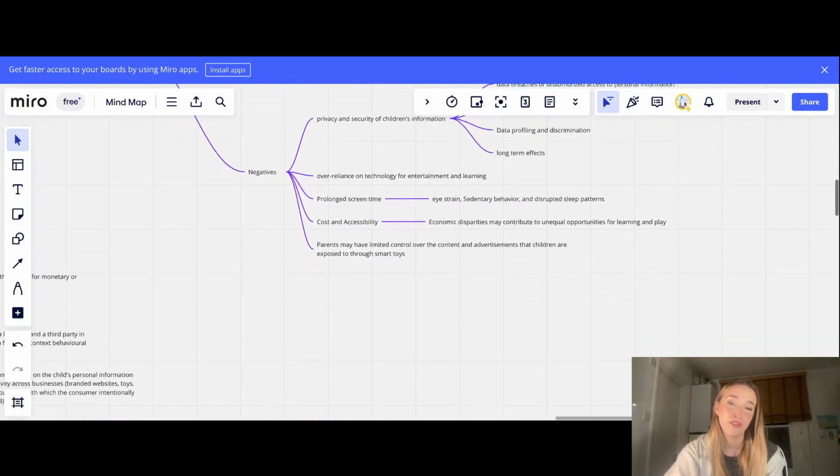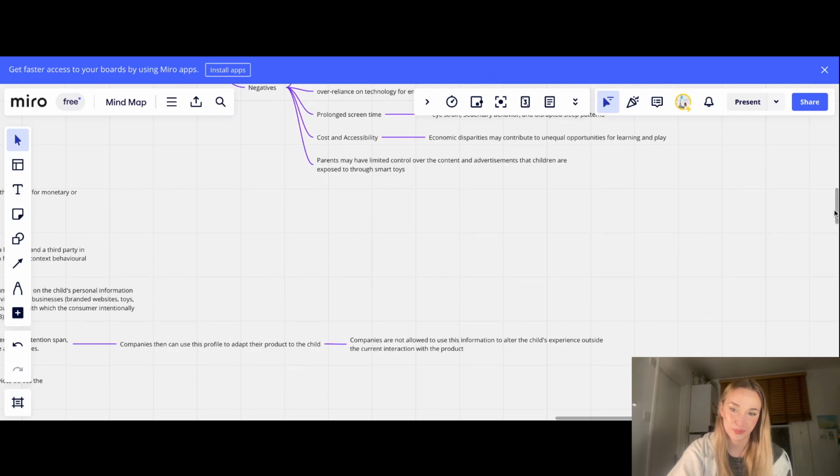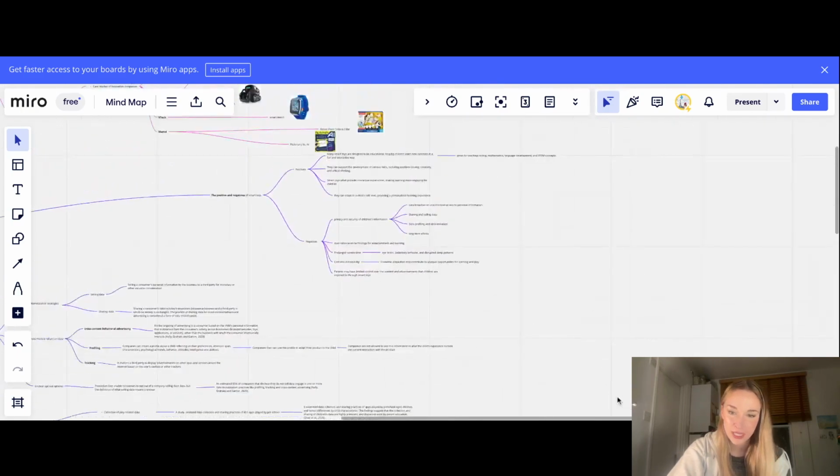Over-reliance on technology for entertainment and learning. So prolonged screen time, eye strain, sedentary behavior, and disrupted sleep patterns. The cost and accessibility of smart toys. Economic disparities may contribute to unequal opportunities for learning and play. And parents may have limited control over the content and advertisements that children are exposed to through smart toys, which is what we're going to go into in a second.